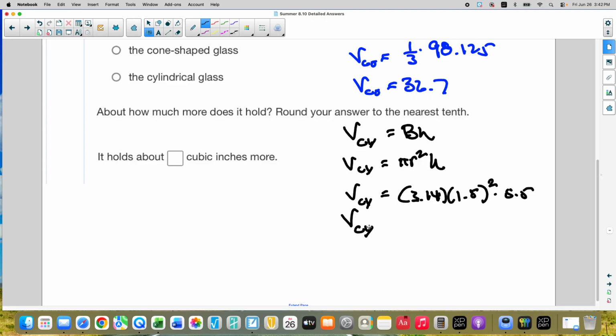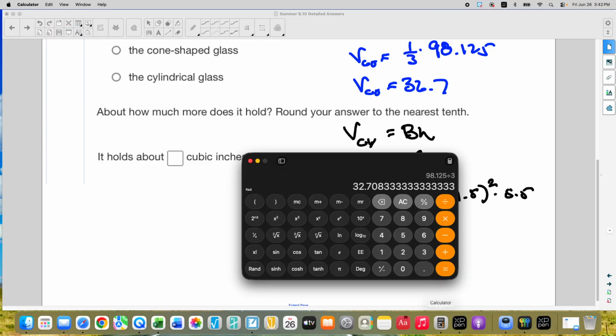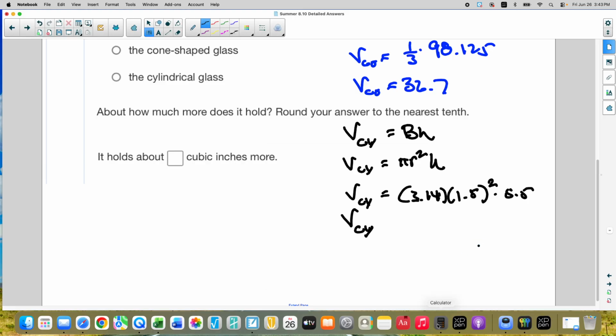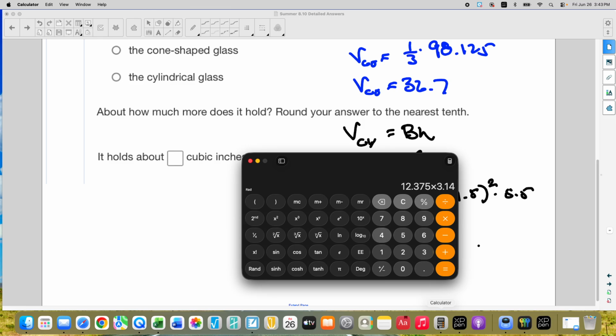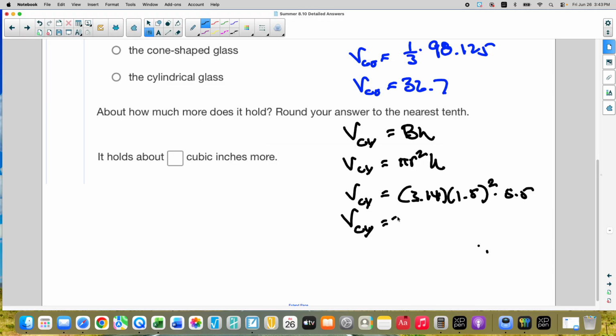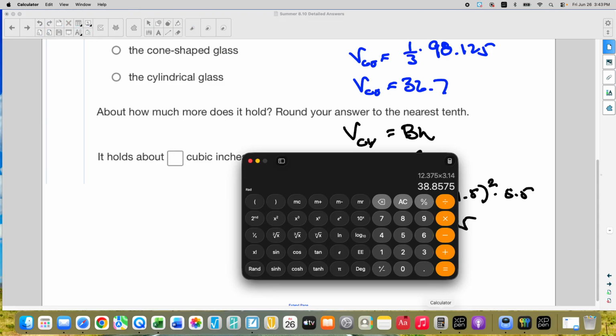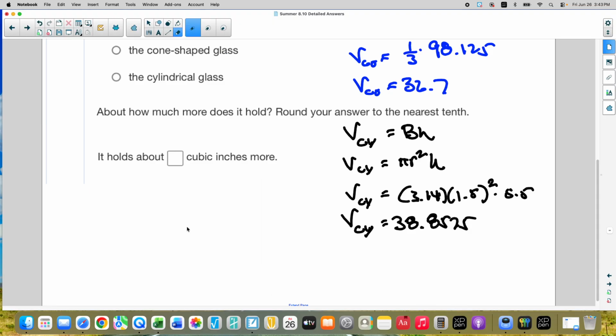And we'll just do it all out. So you got 1.5 squared times 5.5 times 3.14 equals 38.875. Okay, which has more?